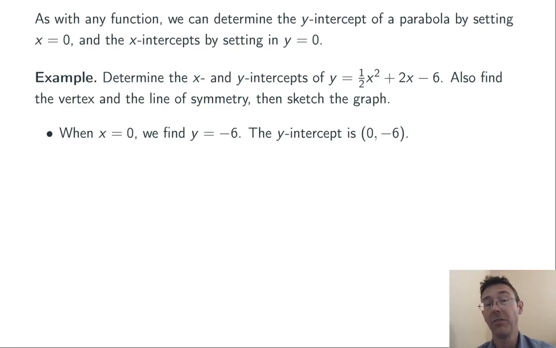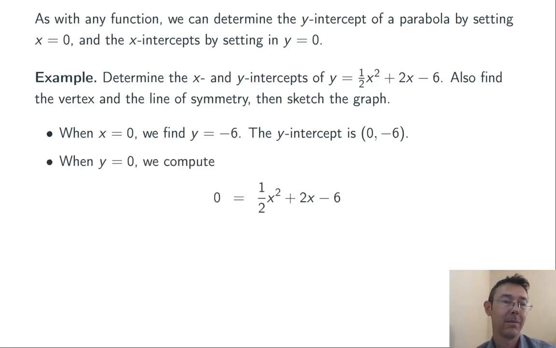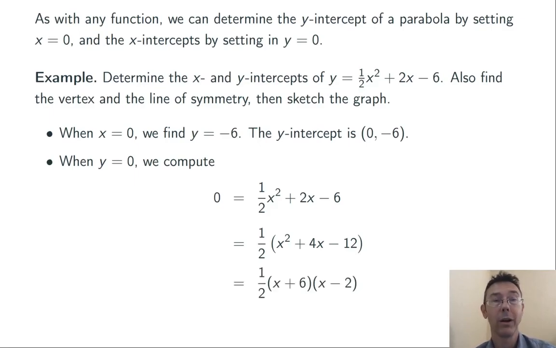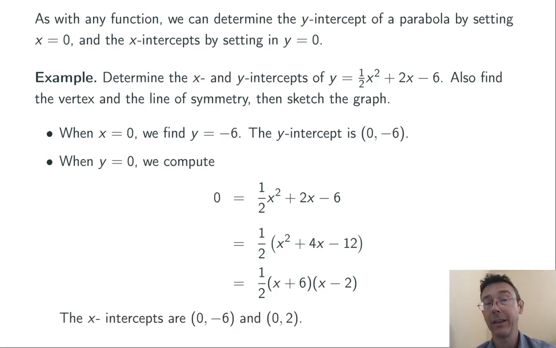The computation there is very easy. We get y equals -6. So the y-intercept is (0, -6). To get x-intercepts, we plug in y equals 0 and do a short computation. Here, we can factor out the 1/2, and then factor the quadratic x squared plus 4x minus 12 to get (x plus 6) times (x minus 2). And now we can see that we get x equals -6 and 2, giving us the x-intercepts of (-6, 0) and (2, 0).